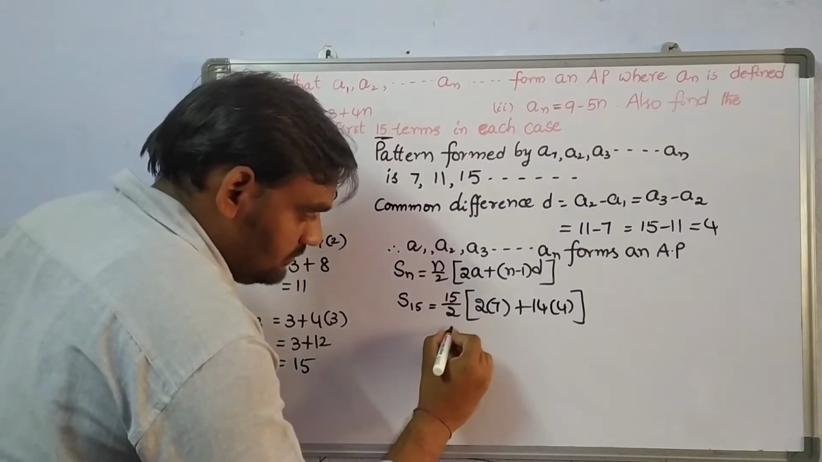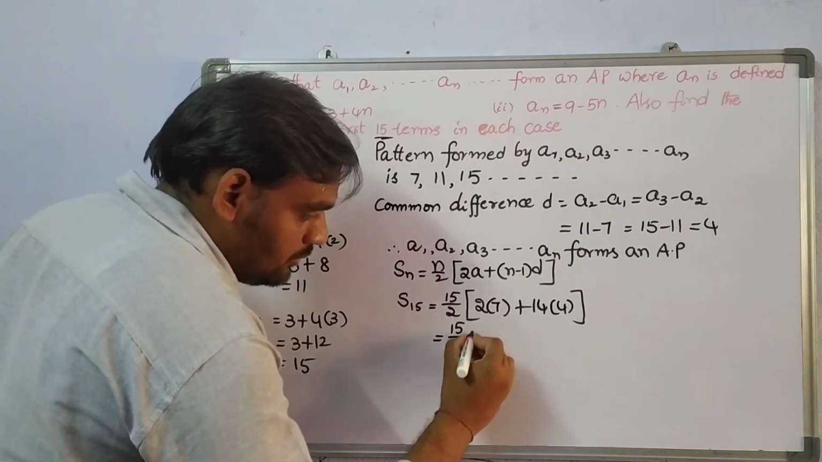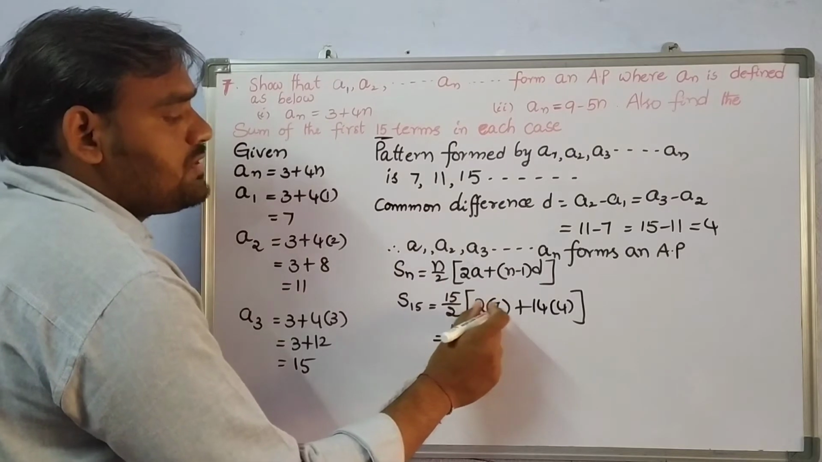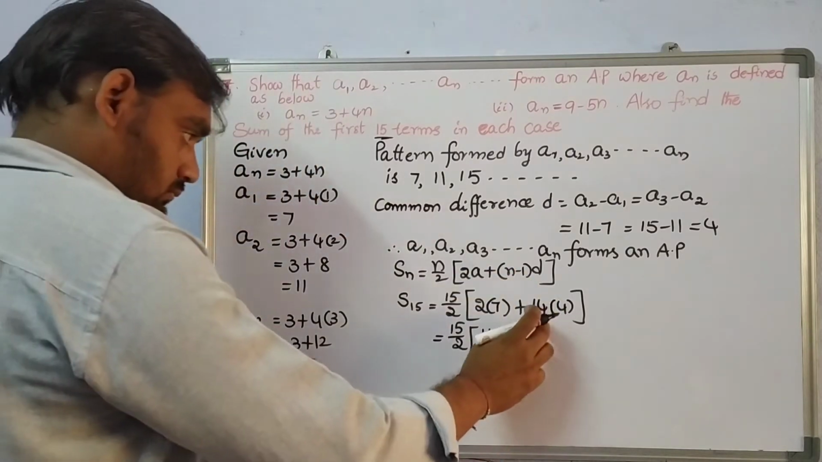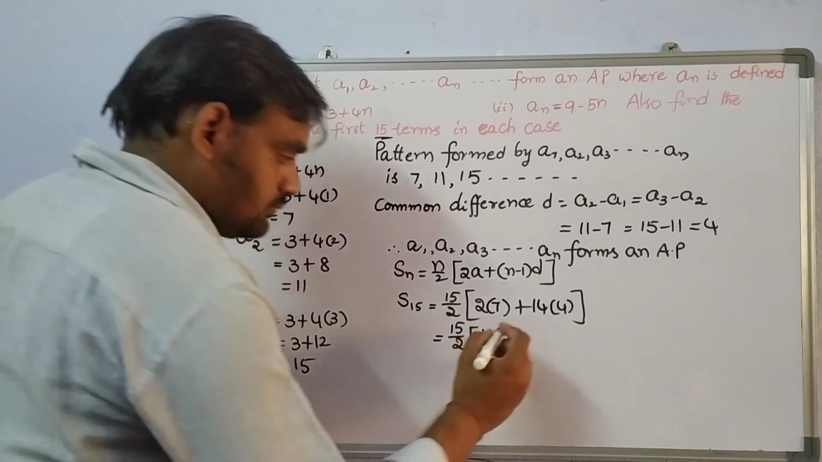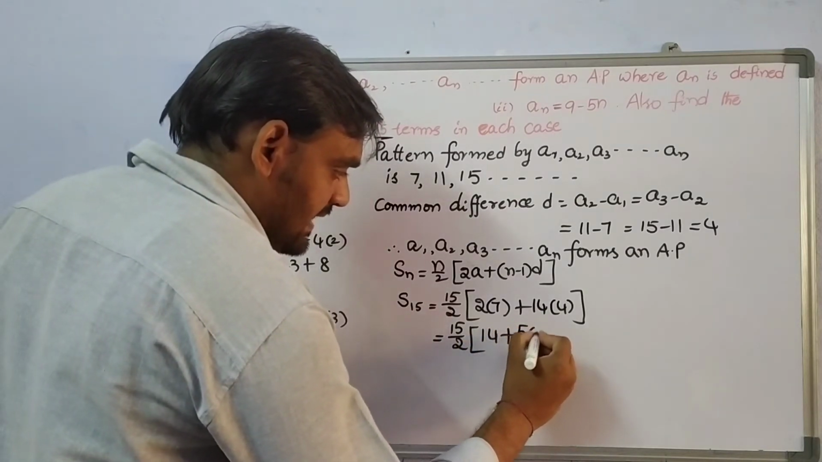Later, 15 by 2 into 2 sevens are 14 plus 14 fours are 56.